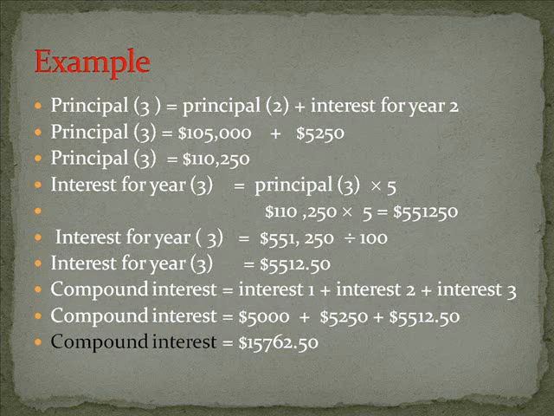So now to find the compound interest, I'd have to add up interest 1 plus interest 2 plus interest 3. Interest 1 is what? $5,000. Interest 2 is $5,250, and interest 3 is $5,512.50. So I'll add up all three of them. Therefore my compound interest is equal to $15,762.50. So yes, you have to go through all of these steps to come up with the compound interest.